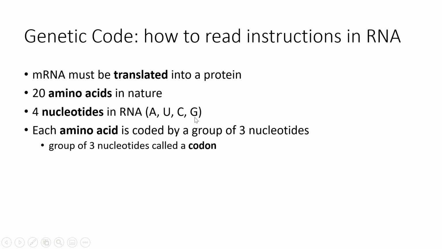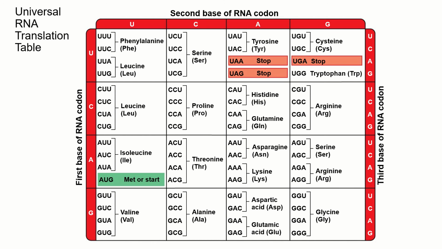And in order to do that, we're going to make words that are always three letters long. We call the words codons. So each amino acid is coded by a group of three nucleotides in a specific order, and that is called a codon. The next slide is going to make your head hurt. It's not hard once you realize what it's instructing, okay? And you will get used to it and you'll be like, yeah, no problem.